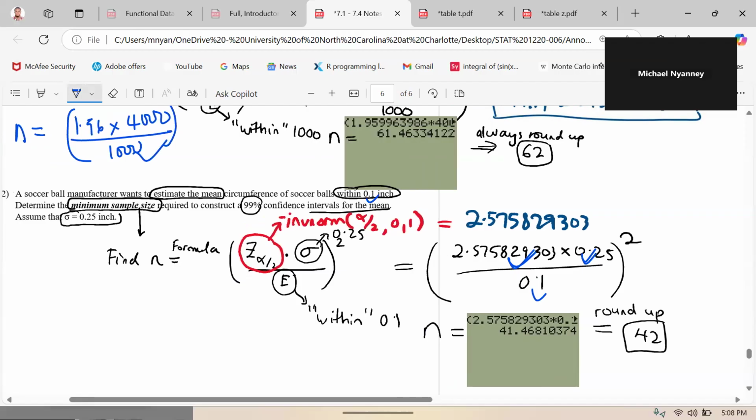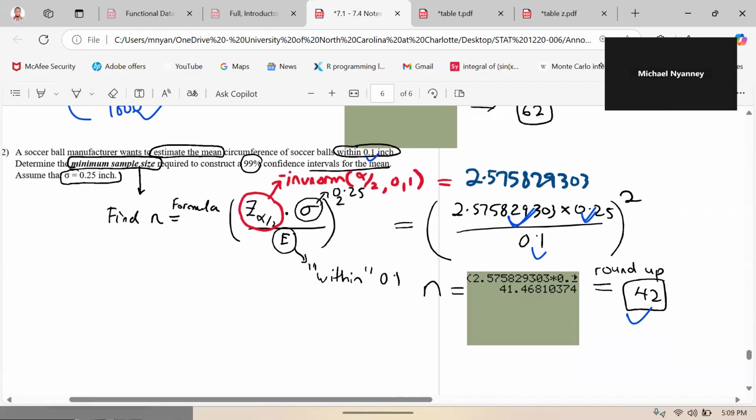So we found that, and we have 42. Irrespective of the decimal, don't count, just round it up. If there are decimals, just round it up.